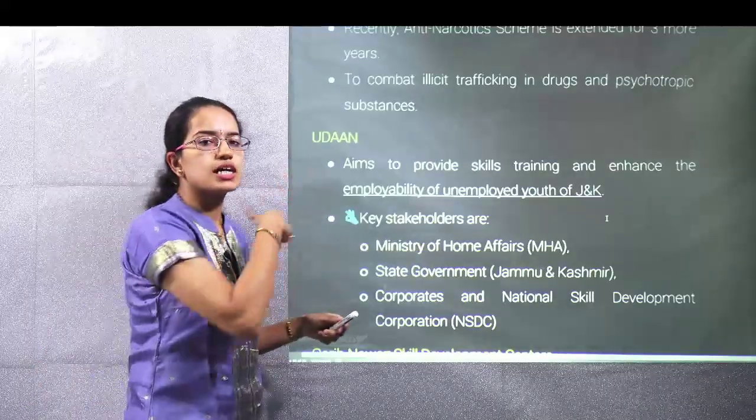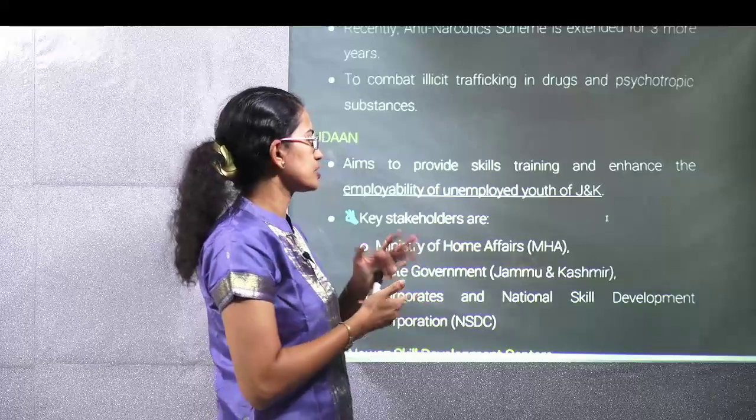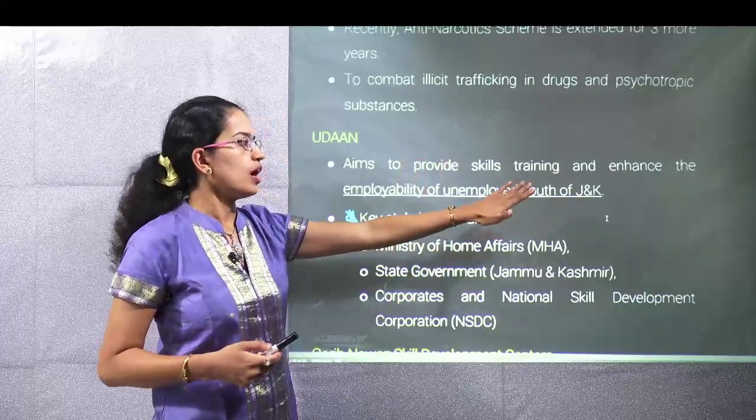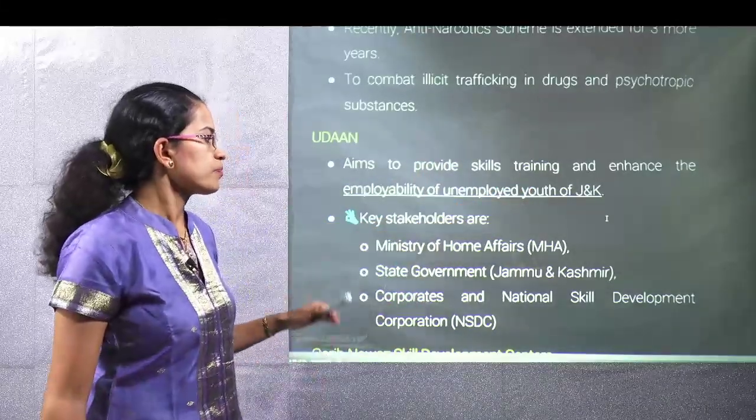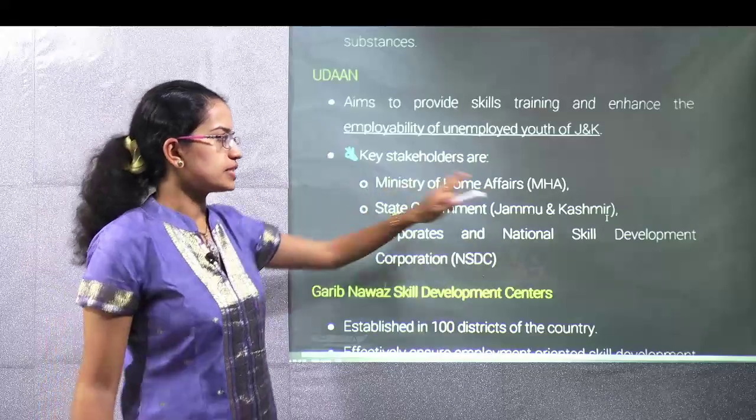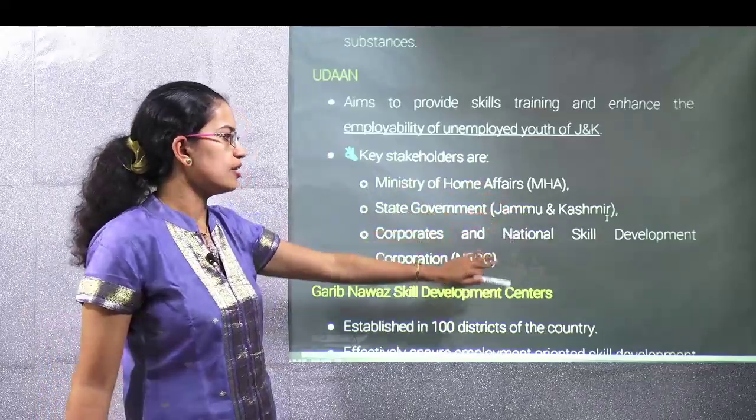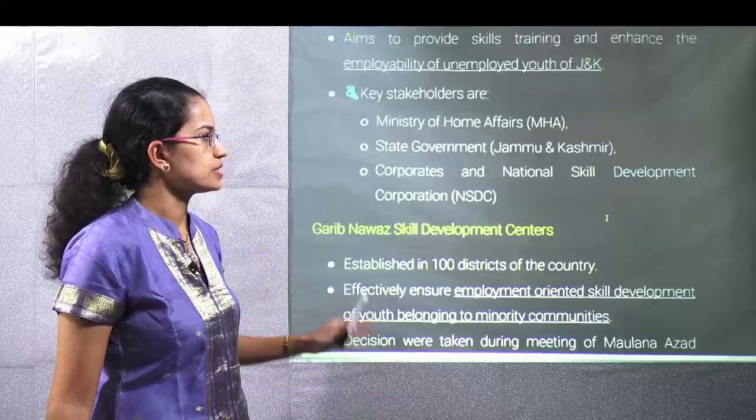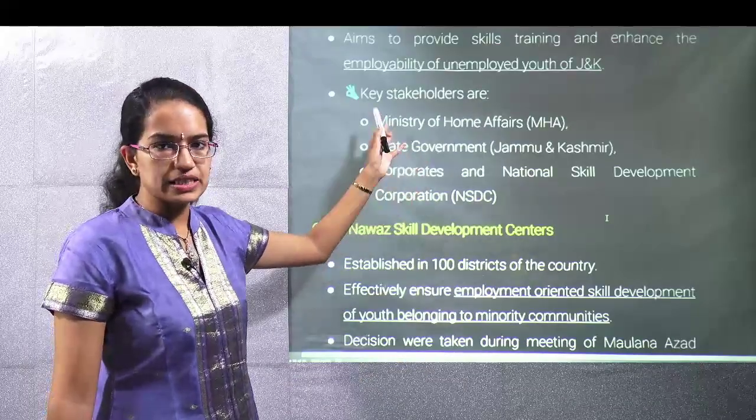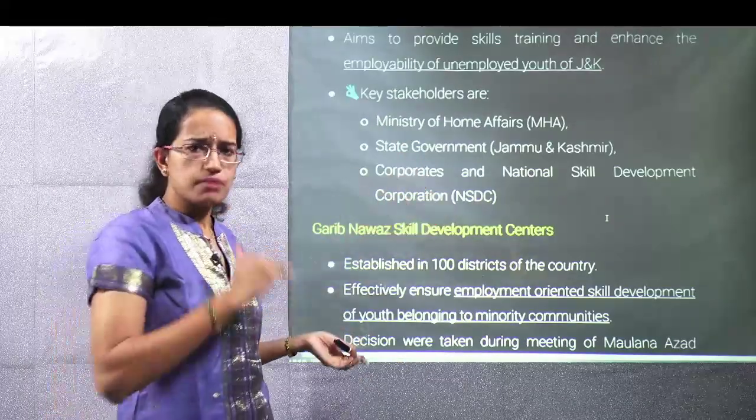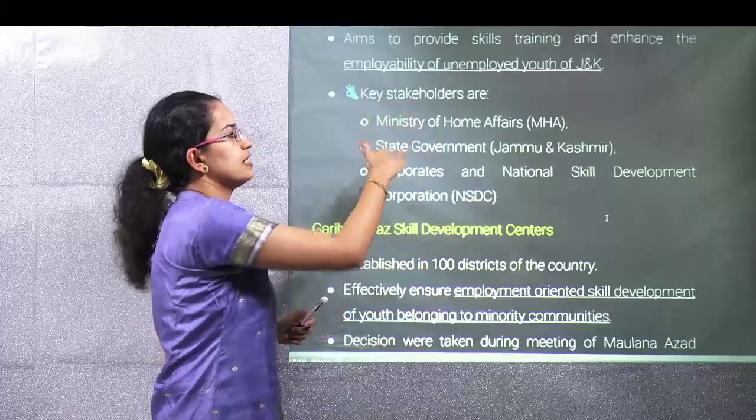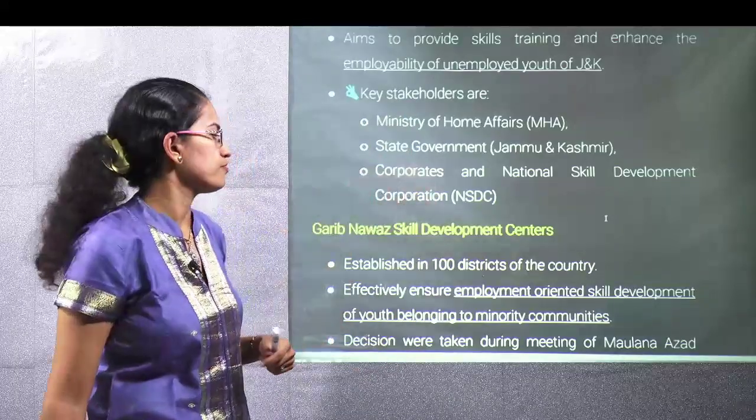Udaan, now this is the other scheme that we are talking about. It provides employment to the youth of Jammu and Kashmir. Now the key stakeholders are Ministry of Home Affairs, state government and the National Skill Development. So both these ministries are important under this, Ministry of Skill Development as well as the Ministry of Home Affairs.